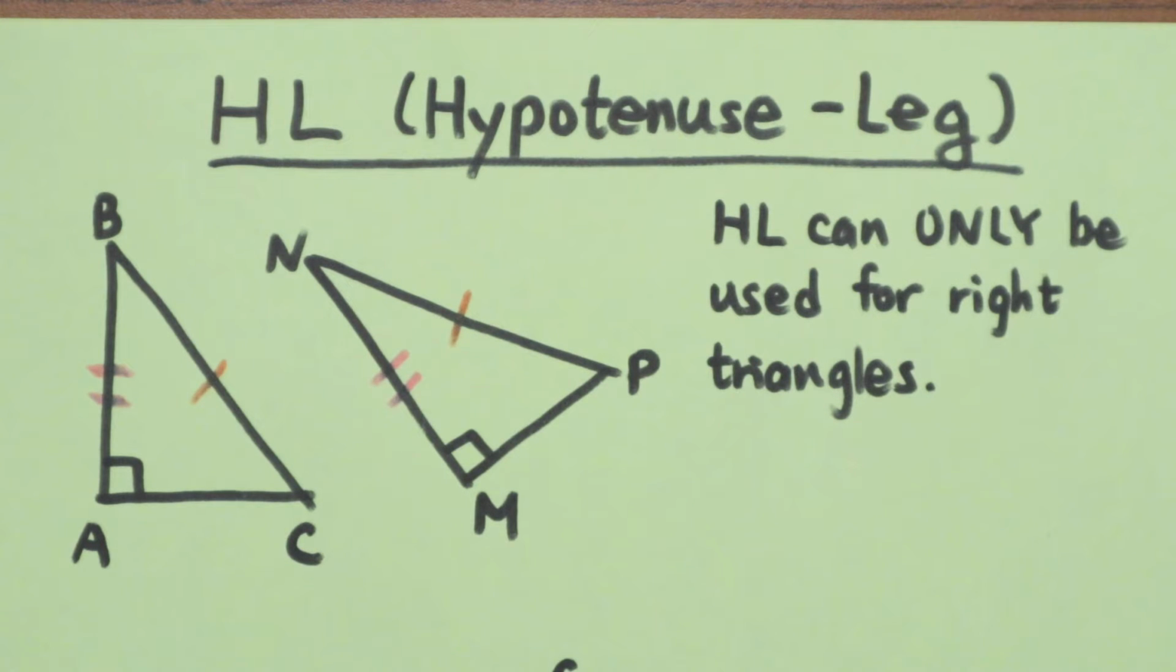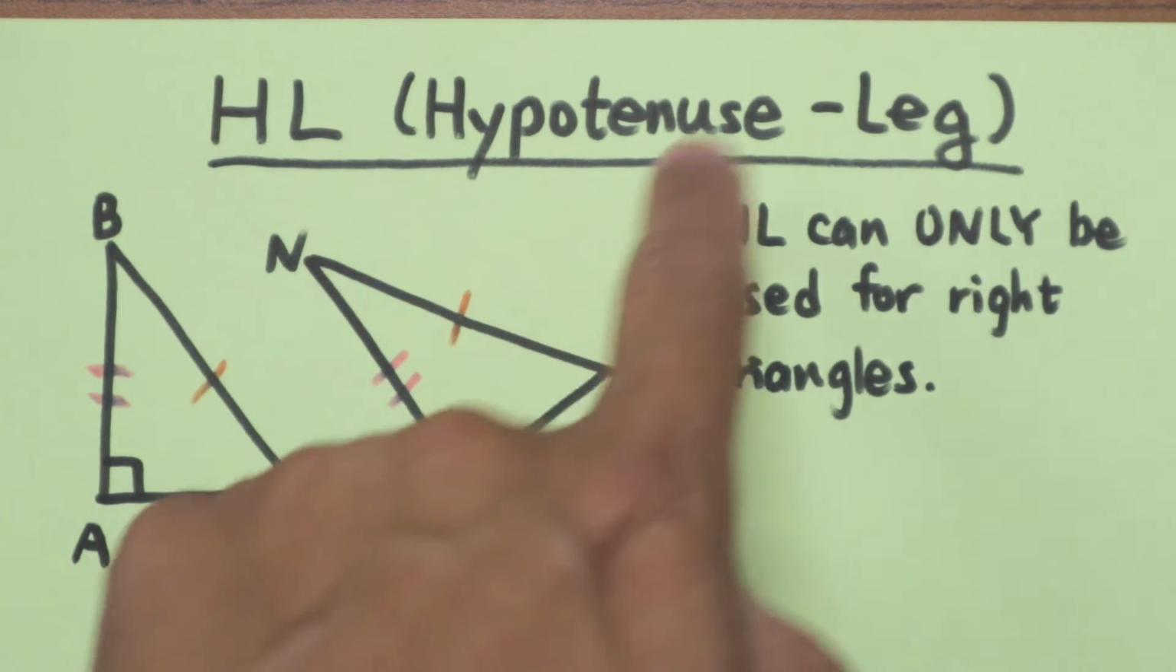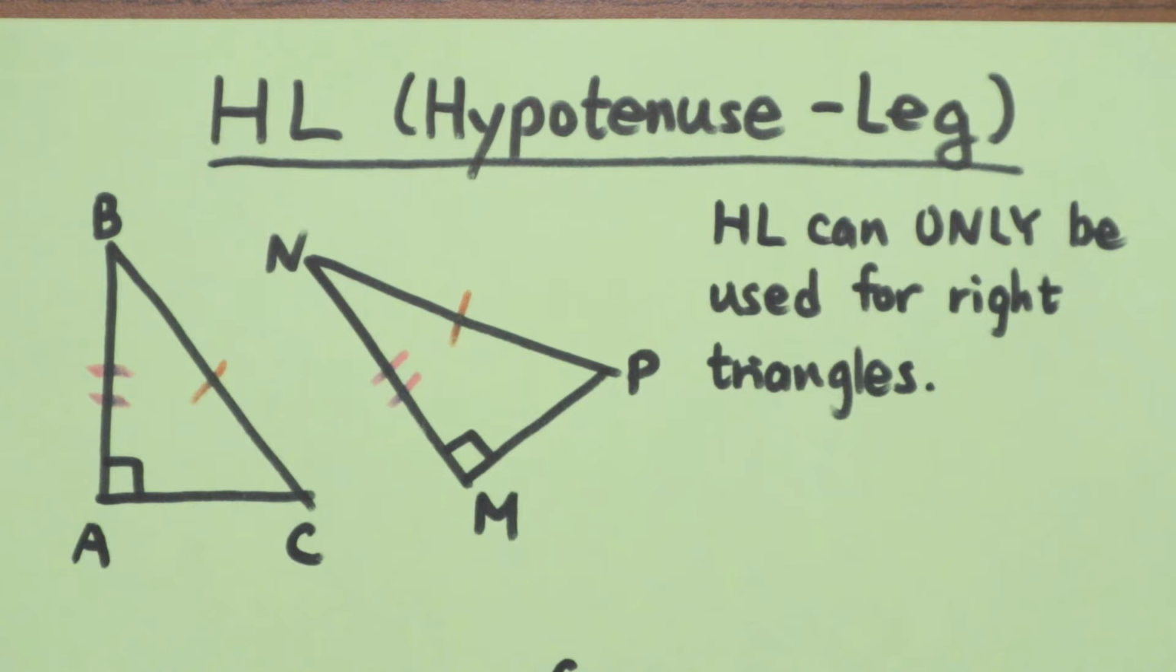Well, so far we already learned 4 criteria from this lesson and the previous lesson. The final criterion to prove that 2 triangles are congruent is something called HL, which stands for hypotenuse and leg. So let's take a look at this congruence criterion.